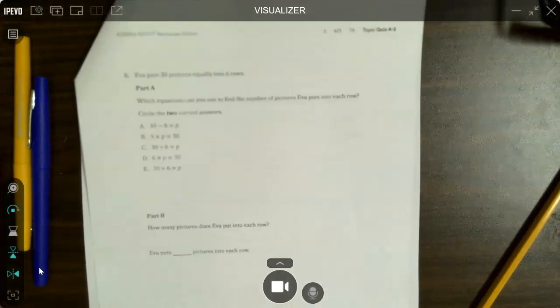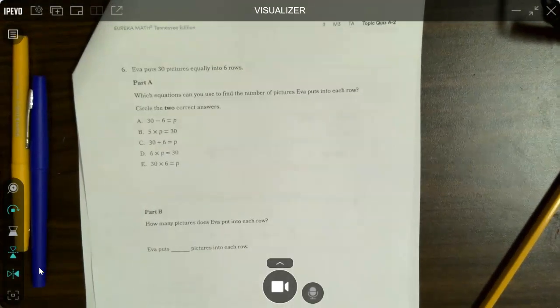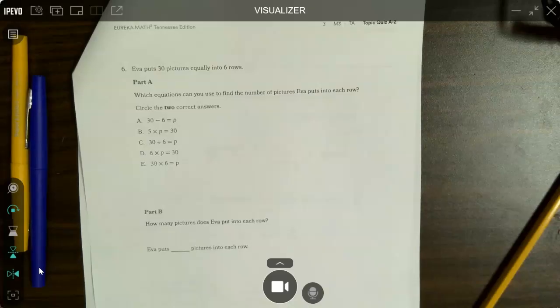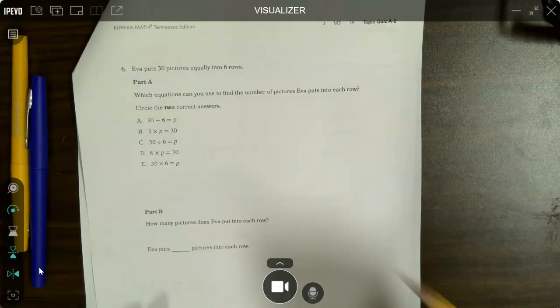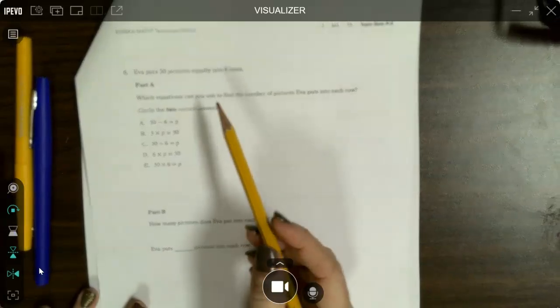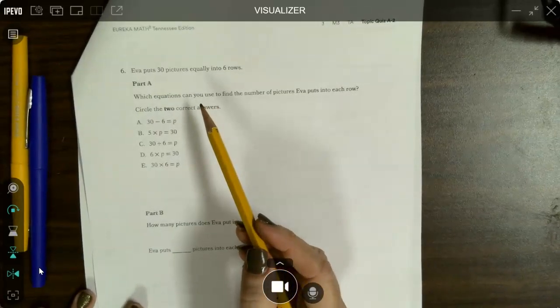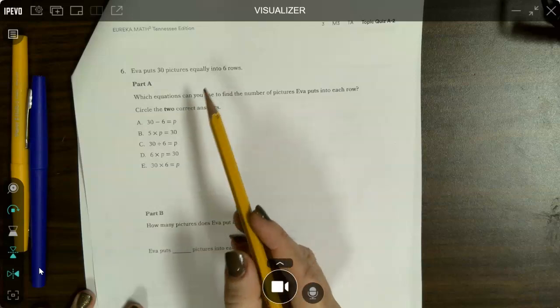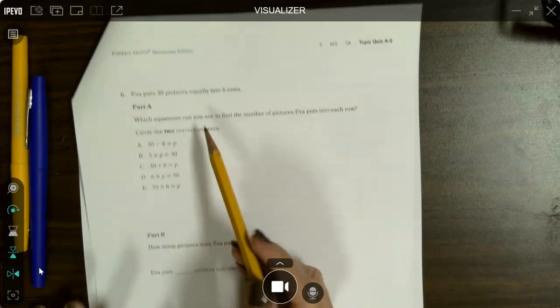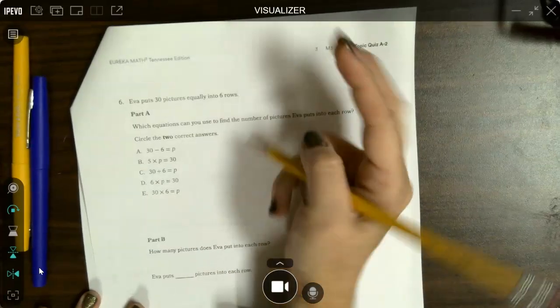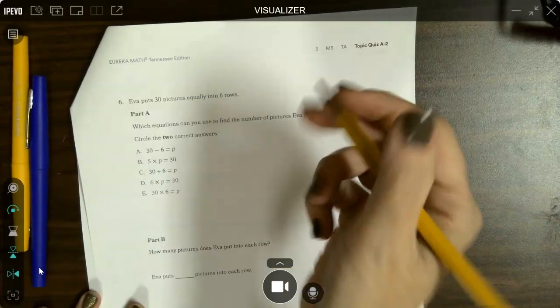All right, looking at our last question on this topic quiz. Eva puts 30 pictures equally into 6 rows. The first thing we always tell students is read carefully, and then ask yourself, what have they told me? Do I know how many groups there are, how many are in each group, or the total amount? I'm going to know 2 things, and I have to find out 1.